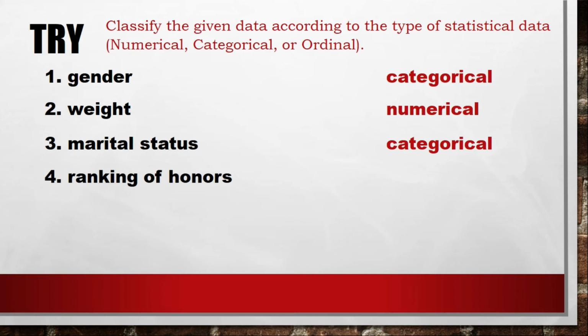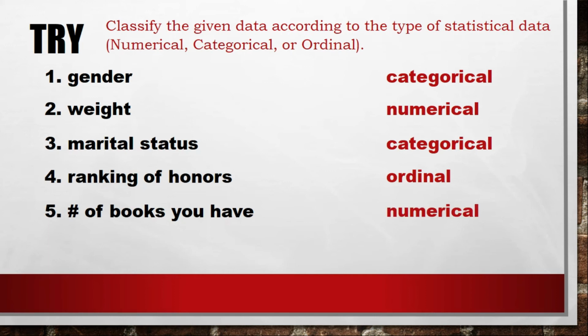Number 4, ranking of honors. Pwede siyang maging with highest honor, with high honor, with honor. At ayun na nga, naka-order sila, so it is an example of an ordinal data. Number 5, number of books you have. So, tinatanong dyan, number of books, hindi yung books. So, numerical. And the last one, your body mass index. Body mass index can be computed using your height and weight. So, definitely, numerical siya.